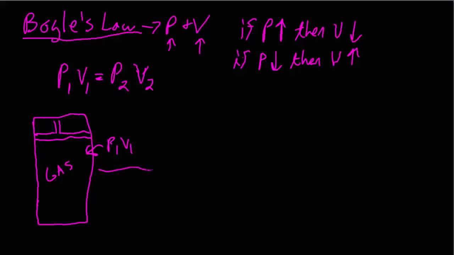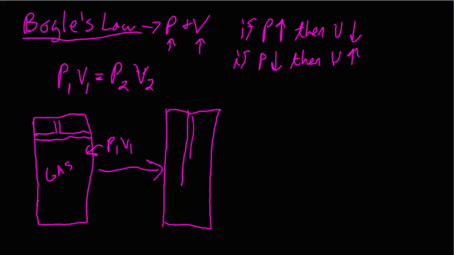And then let's say that I can move my piston. So let's say I go ahead and do that. So here's my cylinder again, not quite the same size, but that's not the point. And now I've moved my piston all the way down near the bottom. And now my gas is in this tiny little area. So now it's P2 and V2.